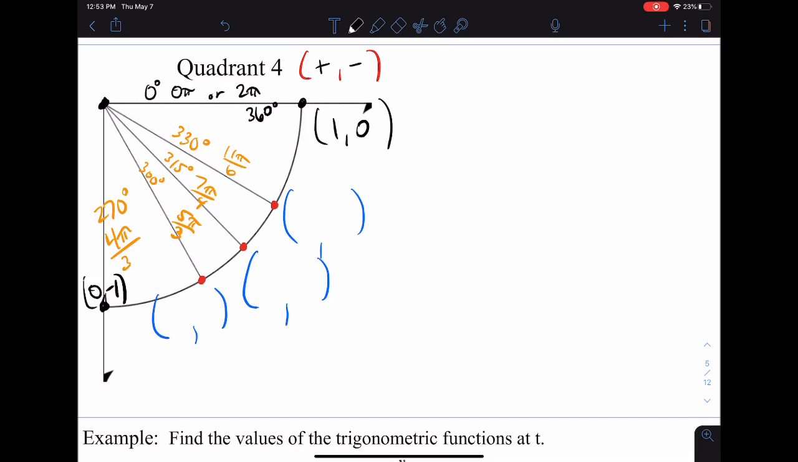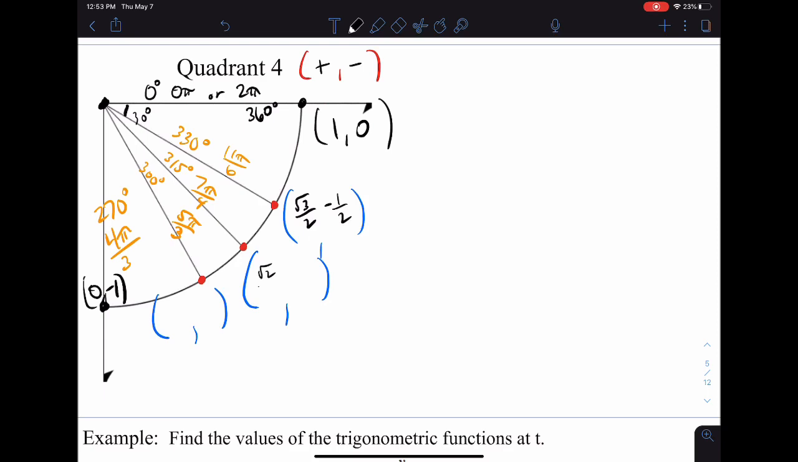Okay, so again, the first angle for this one is, sorry, 11 pi over 6. So this is going to be a 30-degree reference angle. Again, 30, 60, 90. So this one over here is going to be 1/2, square root of 3 over 2. And since y is negative, it's going to be negative 1/2.